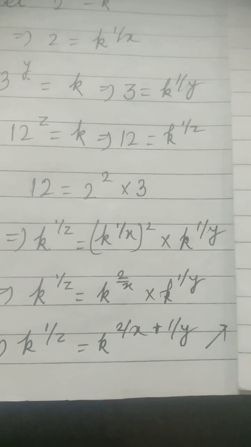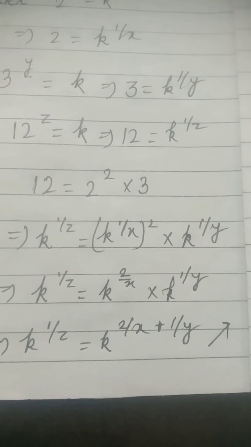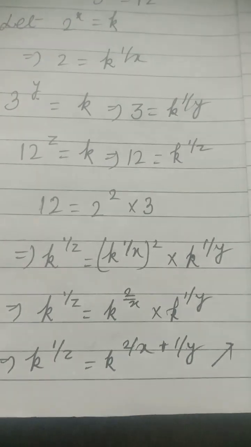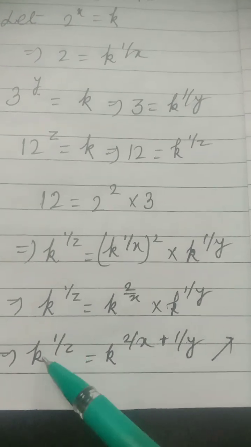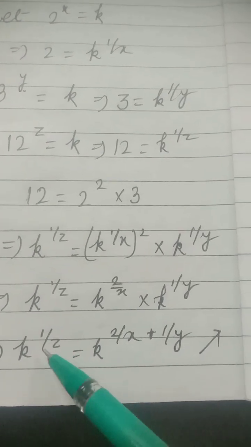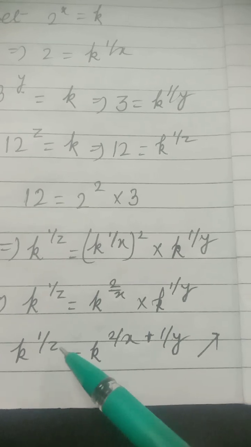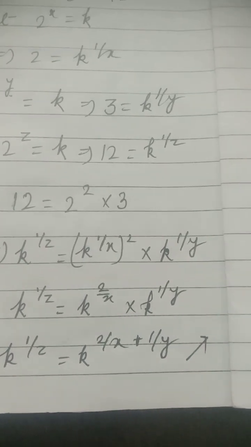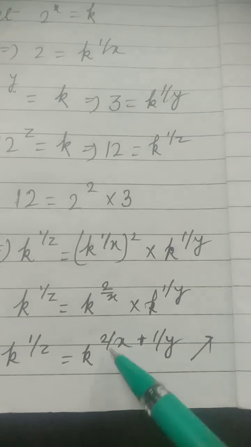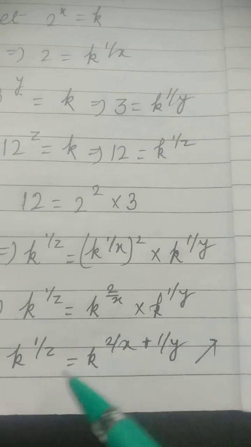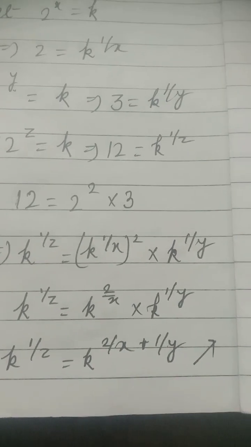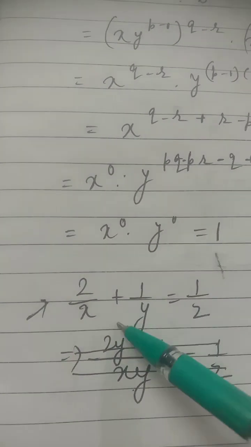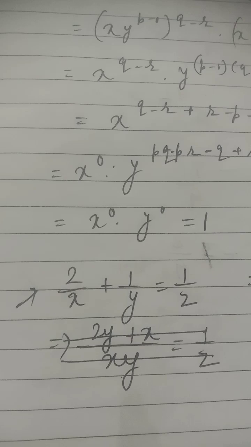Now since the base is same, we can say that the exponent will also be same. Here both are having the base k. This is also k, this is also k. So what can we write? We can write it as 1 by z is equals to 2 by x plus 1 by y. Or we can also write it as 2 by x plus 1 by y is equals to 1 by z. So similarly we have written it 2 by x plus 1 by y equals to 1 by z.